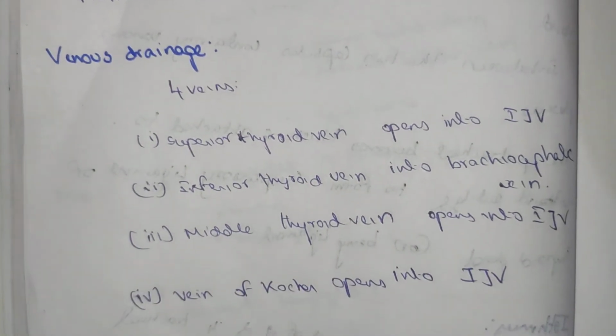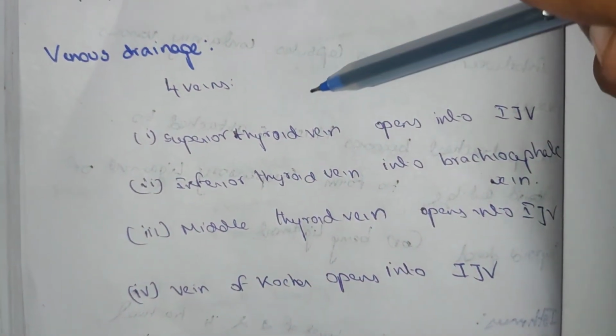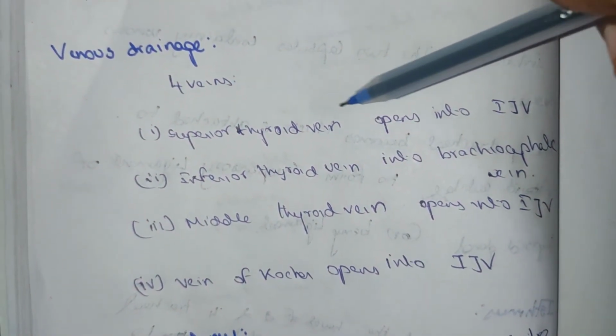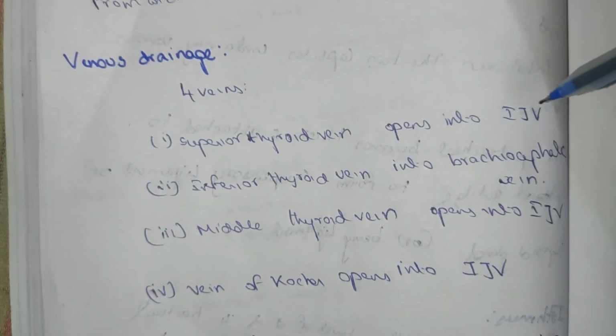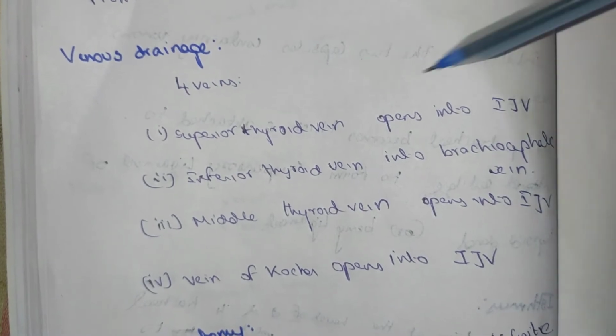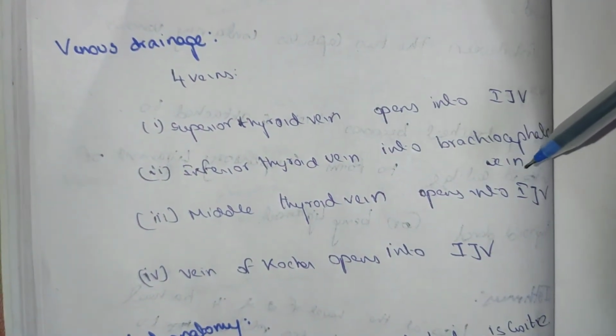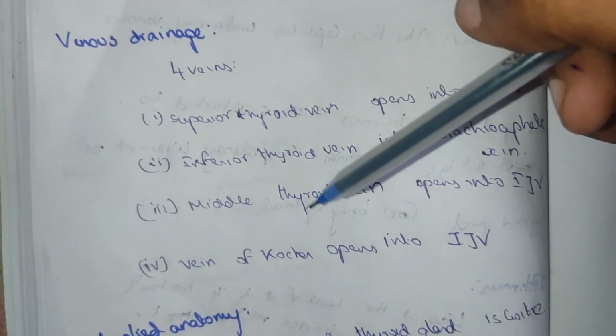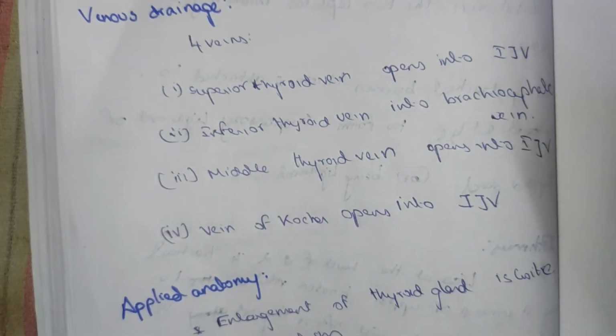Now we will see the venous drainage. There are four veins: the superior thyroid vein opens into the internal jugular vein, the inferior thyroid vein opens into the brachiocephalic vein, the middle thyroid vein opens into the internal jugular vein, and the vein of Kocher opens into the internal jugular vein.